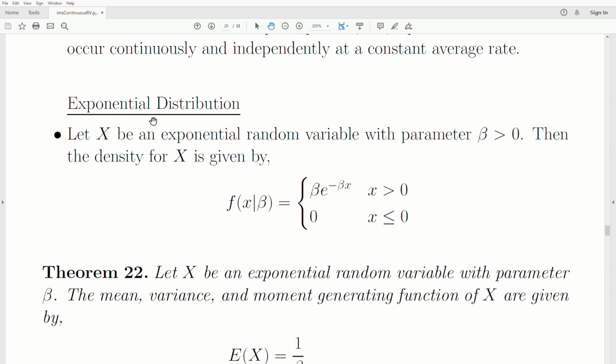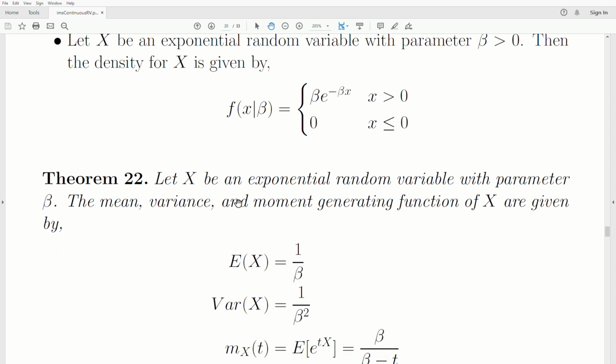Now, the definition of exponential distribution: let x be an exponential random variable with parameter beta greater than 0. Then the density for x is given by f of x is beta e to the minus beta x, for all x greater than 0. There is another parameterization where, instead of the scale parameterization, they call it a rate parameterization. So it's 1 over beta. They just move beta to the denominator in each of these cases. We're going to use this form for this video. Both are equally used.